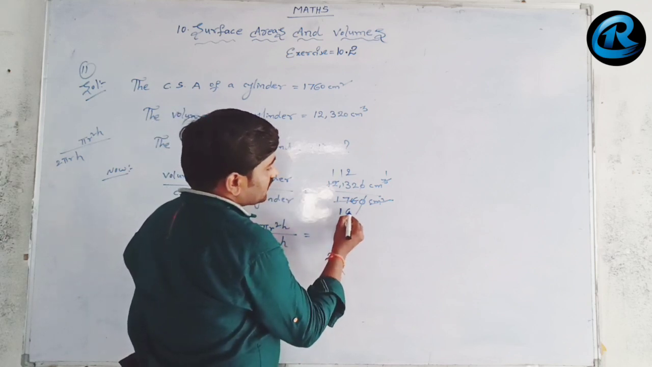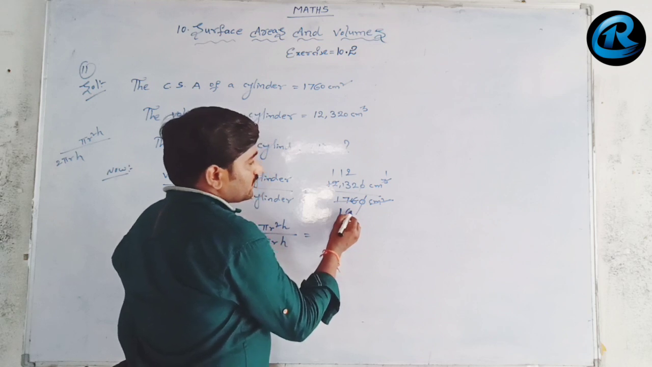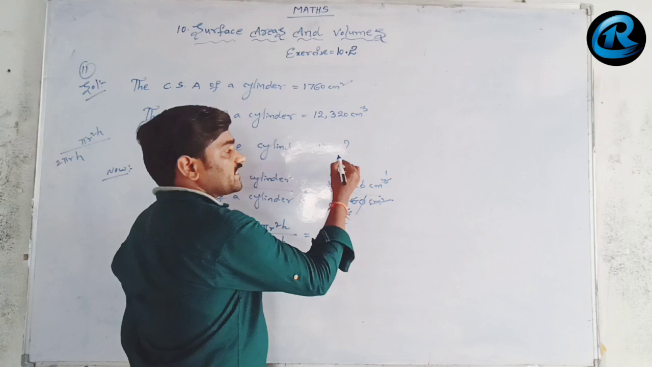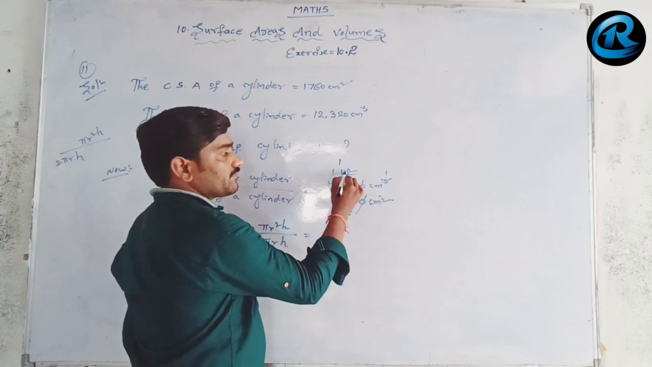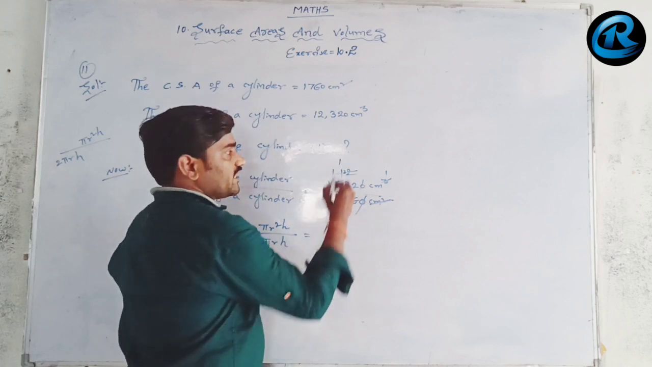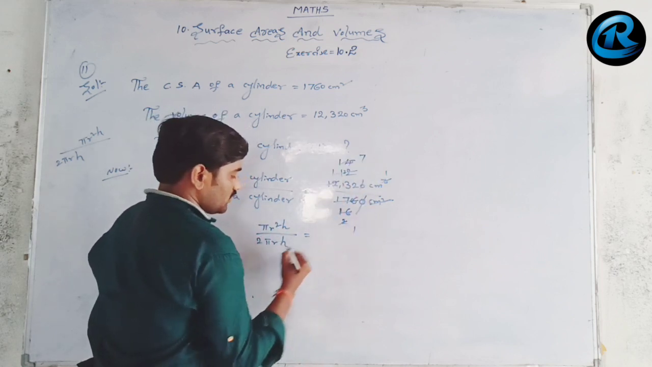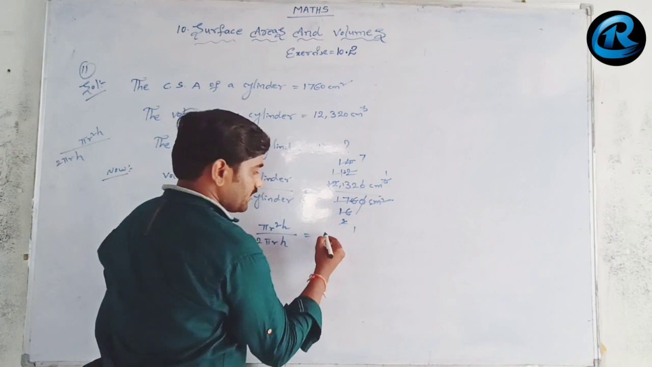See, it can be cancelled in the 8 table. 8 twos are 16. 8 ones are 8. So 3 left, it becomes 32. 8 fours are 32. 2 ones are 2, 2 sevens are 14. So here you will get 7 here actually.